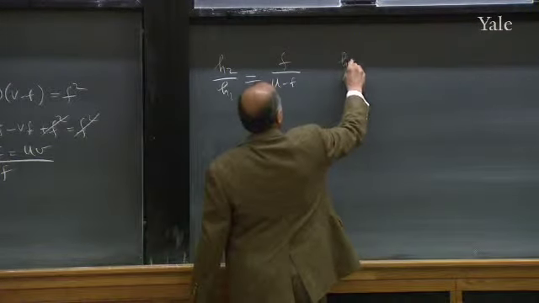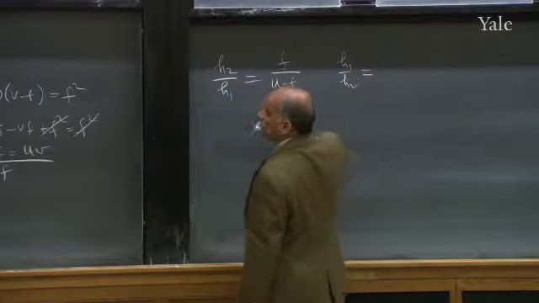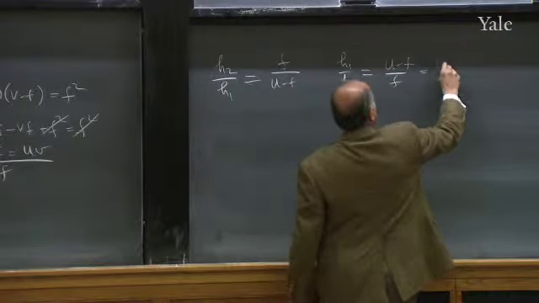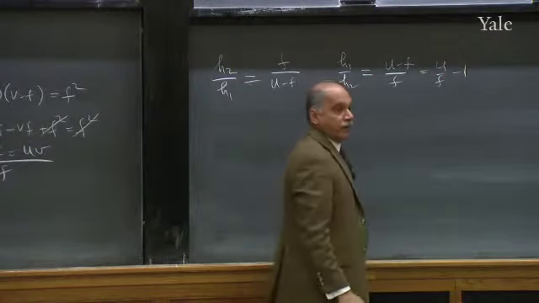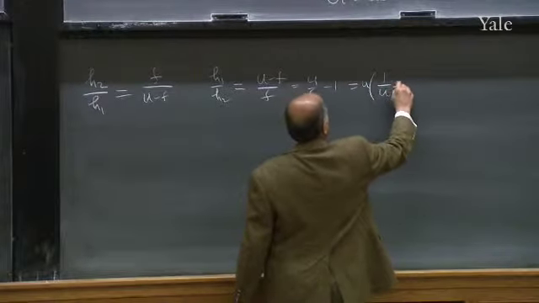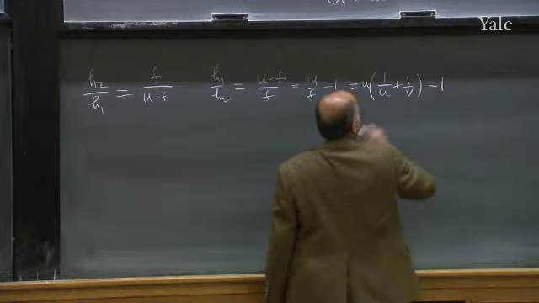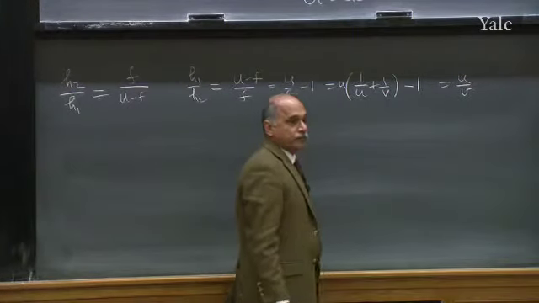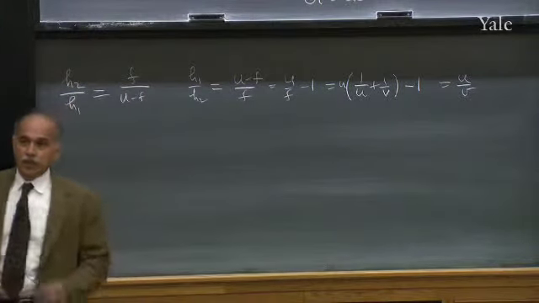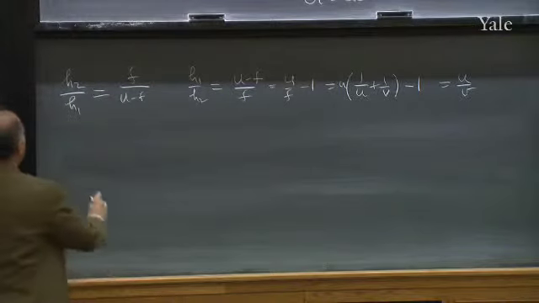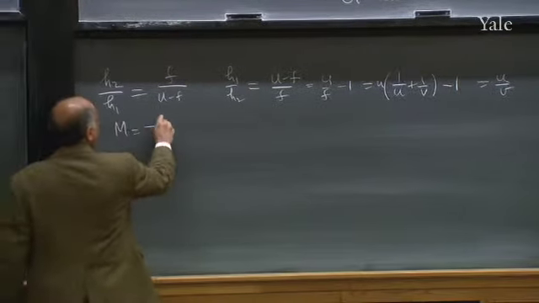Or let me write it another way, easier. h1 over h2 is equal to u minus f over f. That's equal to u over f minus 1. u over f is u times 1 over f, but 1 over f is 1 over u plus 1 over v, minus 1. And if you do that, you'll find it's just u over v. So the ratio of the object size to the image size is the ratio of the object distance to the image distance. And people sometimes define a magnification M to be minus u over v.